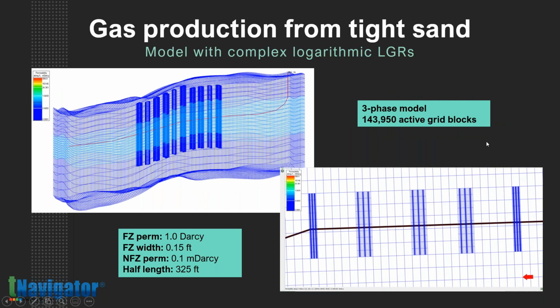We have some other models like this one, that shows gas production from a tight sand. It's a model with complex logarithmic LGRs. It's a three-phase model, 150,000 active grid blocks. Fracture zone is 1 Darcy, fracture width 0.15 feet, NFC perm is 0.1 millidarcy, half length is more than 300 feet.